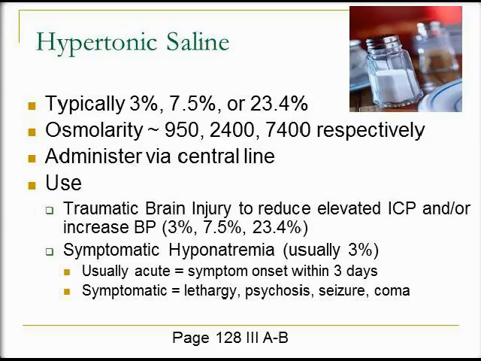It's used for patients with traumatic brain injury to reduce an elevated intracranial pressure, or ICP, and also increase their blood pressure. For this, you'll see all three different strengths recommended in the trauma literature, the 3, the 7.5, or the 23.4% saline. It's also used for symptomatic hyponatremia. For this, you usually will use the 3%. And most protocols incorporate a 3% saline. This is usually acute, and by that I mean the symptom onset is within about 3 days. And symptomatic, what I mean by that is these are patients that are experiencing lethargy, psychosis, seizures, or coma.